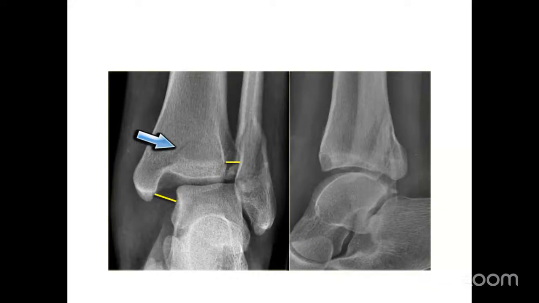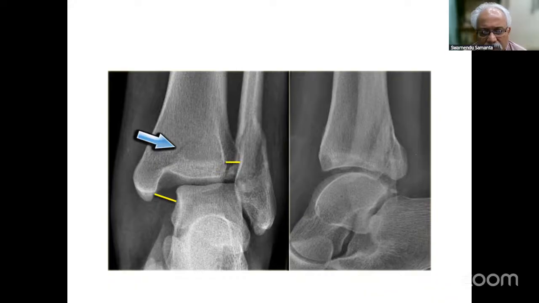I am not going into the detailed classification of how the Lauge-Hansen classification goes, because that is the basic understanding of ankle fractures. And if somebody says that this is a posterior malleolar fracture, then in the exam you will be in problem, because the most obvious thing here is the fracture of your distal fibula. Then the second obvious thing is the clear space on the medial side. The third obvious thing is this gap in the syndesmosis.